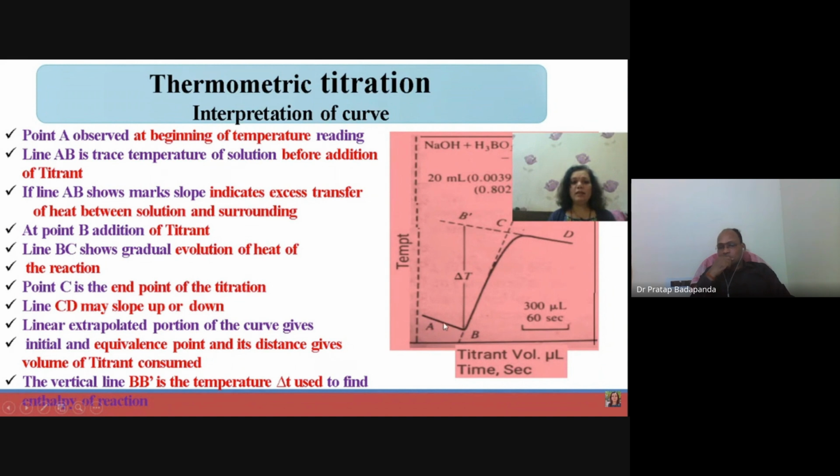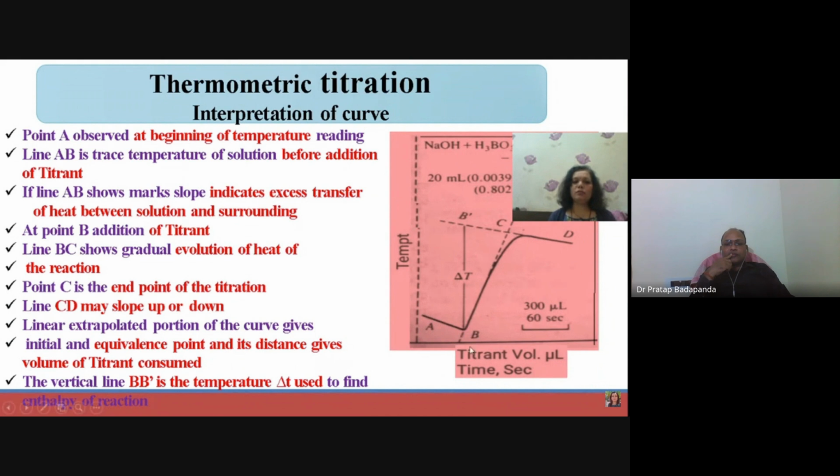This line AB is the stable temperature of the solution before addition of titrant, which is point A, and after addition of a little bit of titrant, the AB slope is excess transfer of heat between the solution and surrounding. We can interpret this particular AB line as excess transfer of heat between solution and surrounding. Now, it is showing a gradual increase in temperature from point B to C.